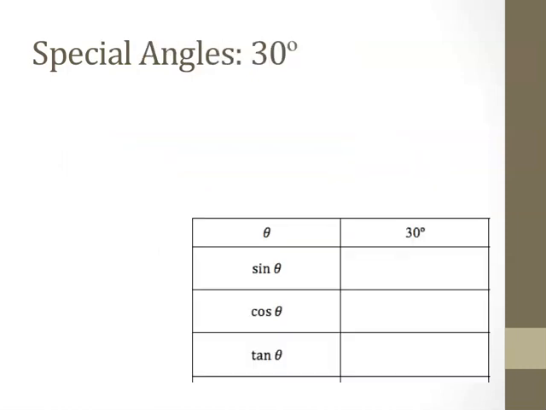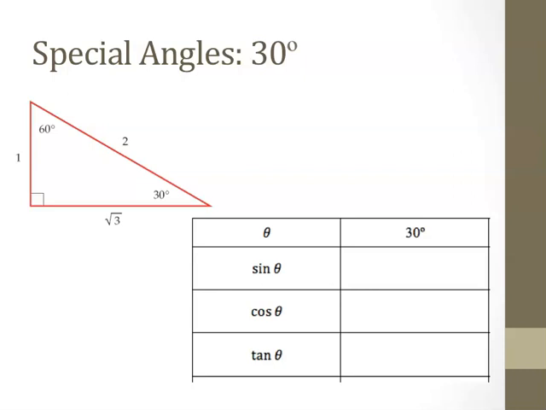Okay, now you'll notice that there is a chart that we're going to fill out, and we're going to go ahead and use our special right triangles to fill them out for us. So we know sine, cosine, and tangent are opposite over hypotenuse, adjacent over hypotenuse, and opposite over adjacent. So we're going to go ahead and apply that here.